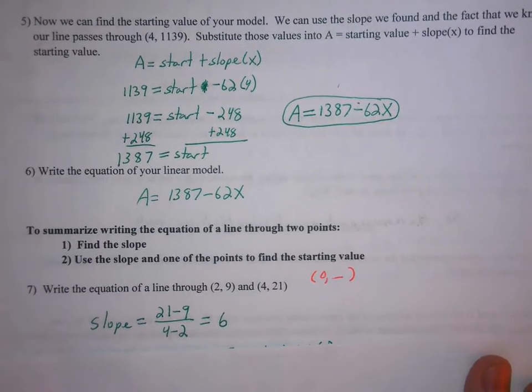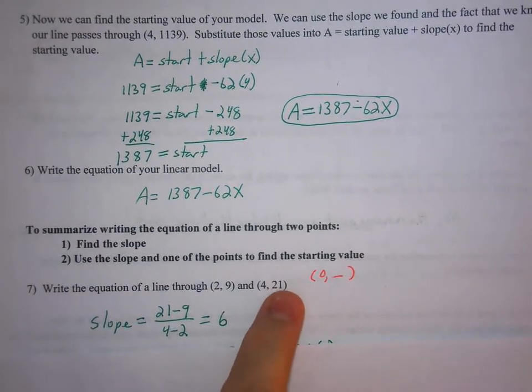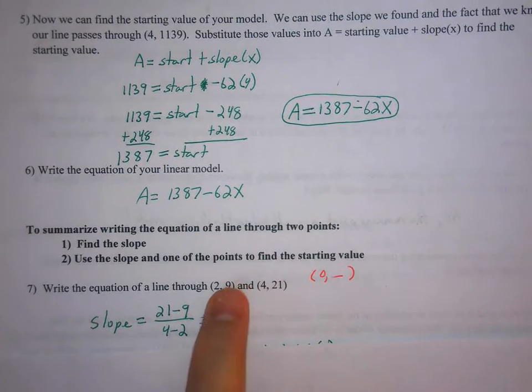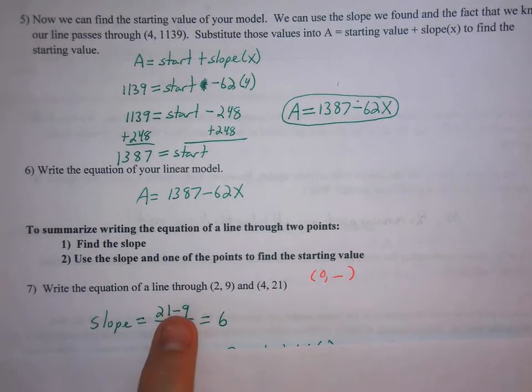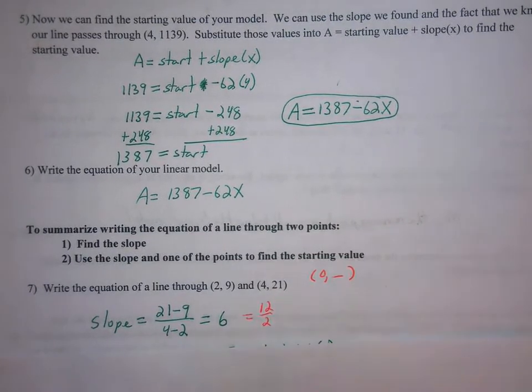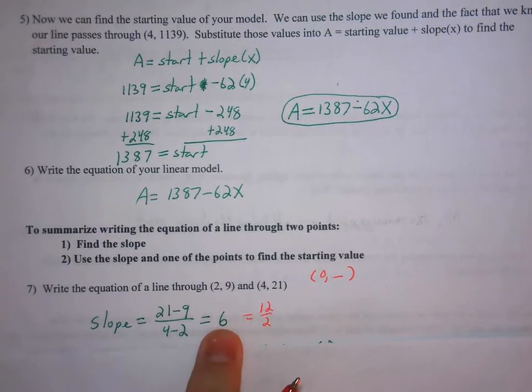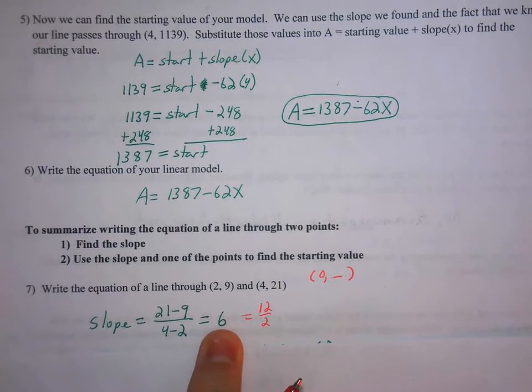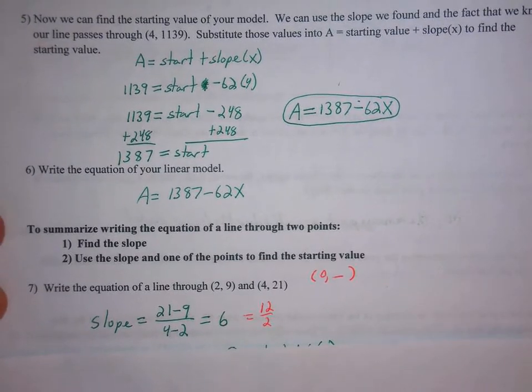In this case, the slope is 6. So the change in the y value is 21 minus 9, and then 4 minus 2. So basically the y value went up by 12 when the x value went up by 2. And 12 over 2 reduces to just 6, or 6 over 1. And I would always suggest you reduce the slope if you can. So we know the slope is 6.